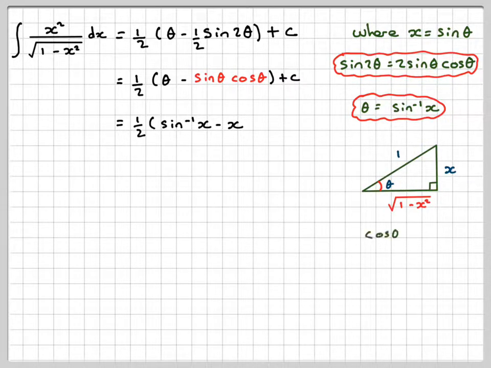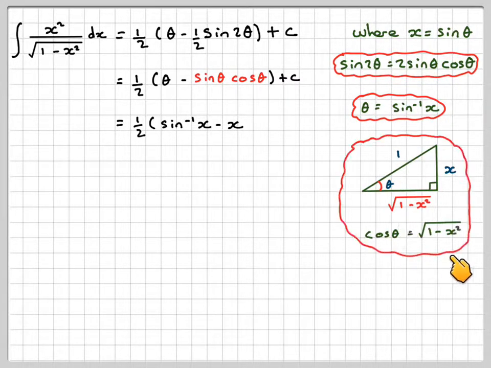And therefore cos theta will be the square root of 1 minus x squared over 1, which I'm not going to bother writing in. So in here, for cos theta, I'm just going to write the square root of 1 minus x squared. And of course, don't forget the plus c.